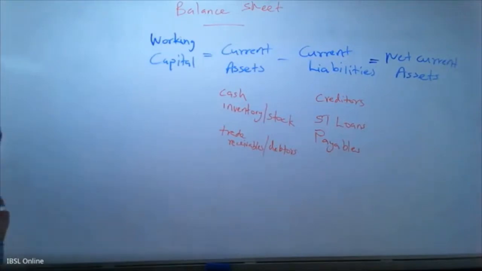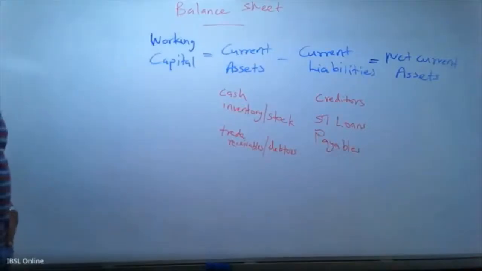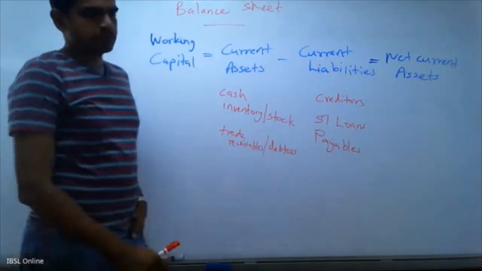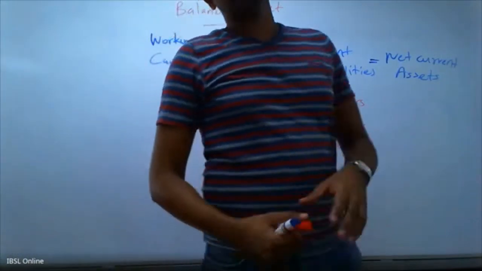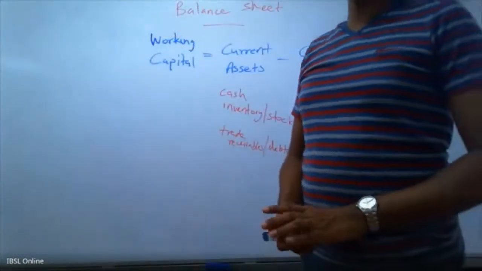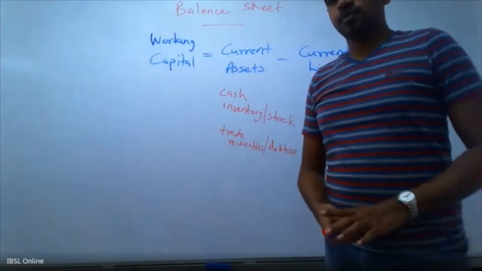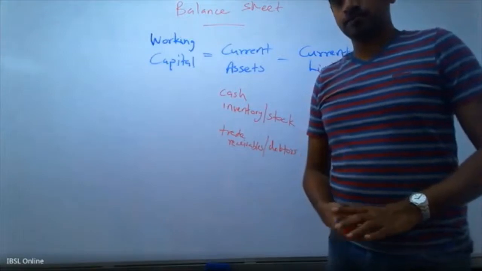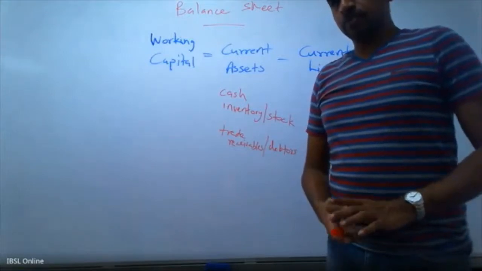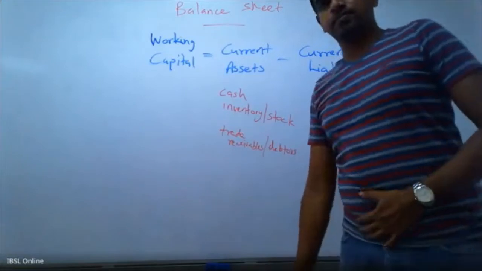The difference between assets and current assets. What are the other kinds of assets? Fixed assets. Yeah, fixed assets like land and buildings, machinery. Then you can have intangible assets like goodwill, or patents, trademarks. How are they different from current assets?